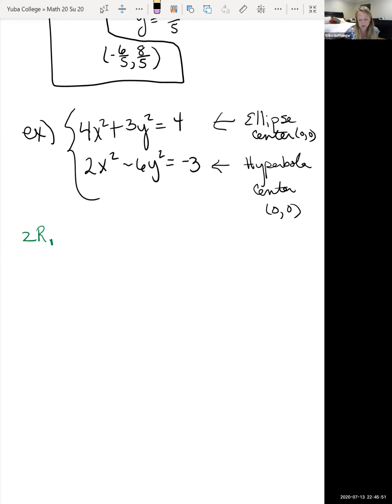So I'm just going to multiply every single term of this equation by 2. So that gives me 8x squared plus 6y squared equals 8. And then I'm going to add it to my second equation, but I'm going to call it plus row 2. Row 2, I'm just going to put below: 2x squared minus 6y squared equals negative 3.